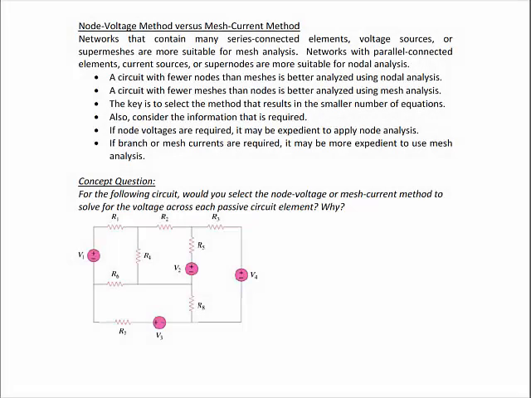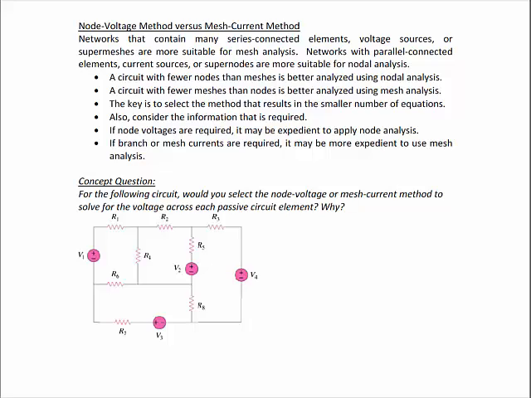Students sometimes ask me if it's better to do the node voltage method or the MeshCurrent method on a certain circuit. And I'll tell them, it really doesn't matter. You'll actually get the same answer whether you do node voltage or MeshCurrent as long as you don't make a mistake. However, sometimes one method is more efficient than another one.